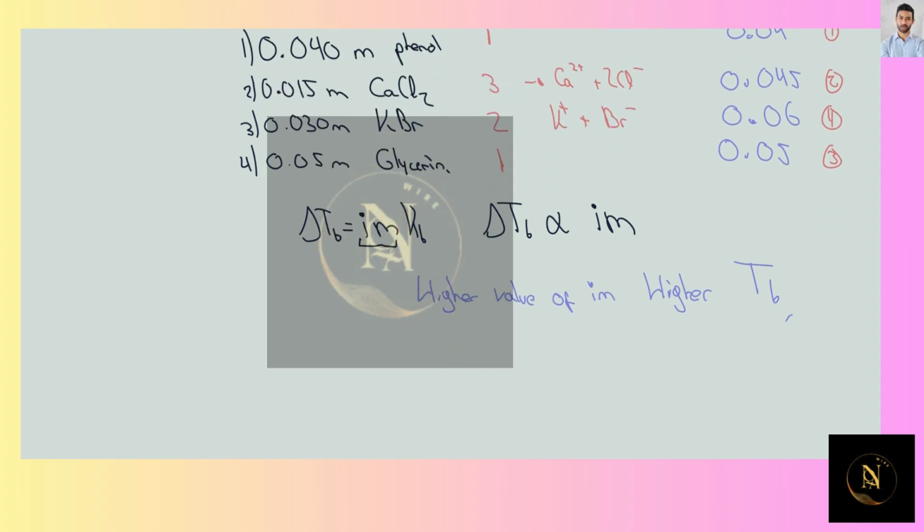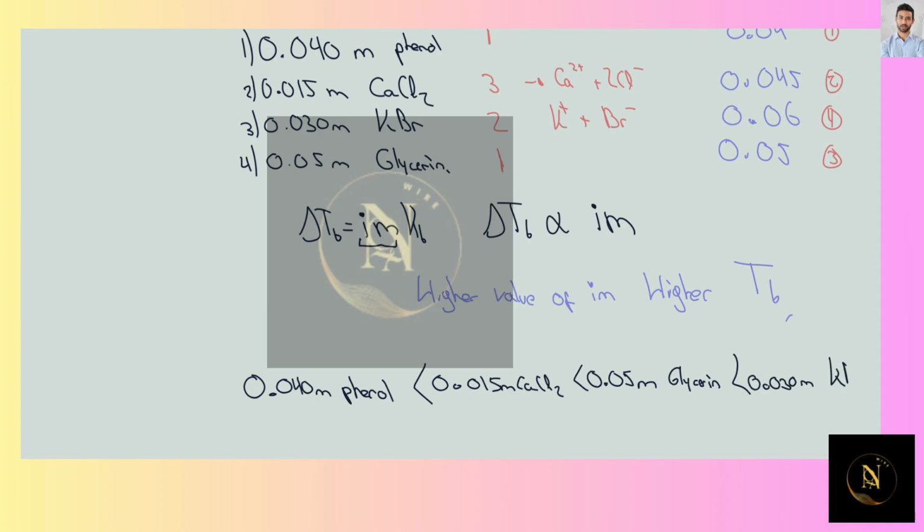So in order of increasing boiling point, we're going to have 0.040 molal phenol, which is going to be lower than that of 0.015 molal calcium chloride, which is going to be lower than 0.05 molal glycerin, which is going to be lower than 0.030 molal KBr. And this would be our final ordering for our answer.